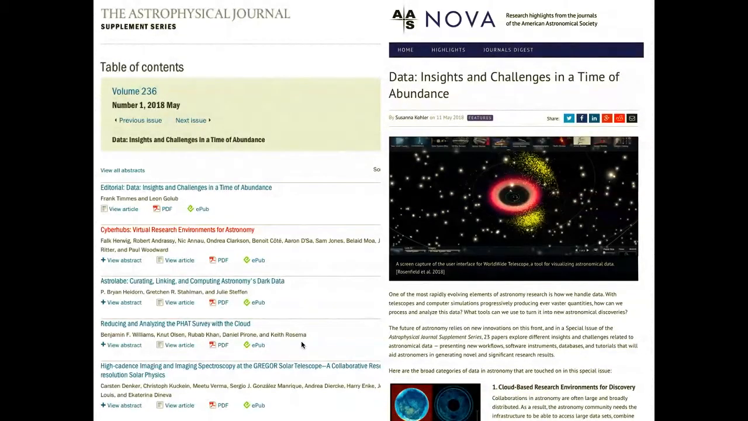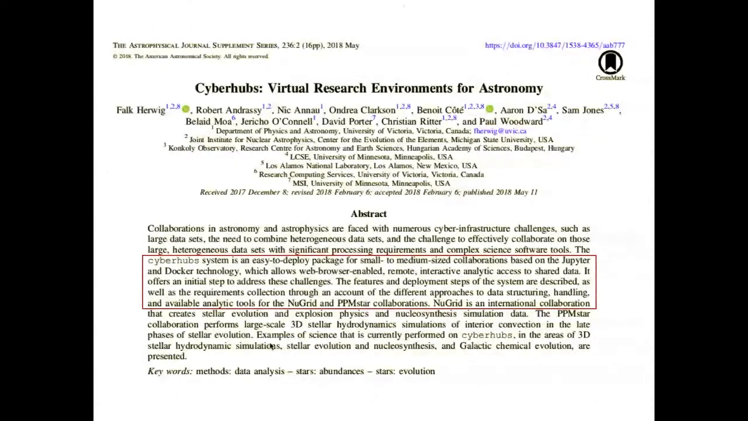And in order to solve this problem, we have developed an infrastructure that we call CyberHubs. It is published in a paper in a special issue of APJ Supplements called Data Insights and Challenges in Climate Abundance. Here's our article. It was covered on the AAS NOVA page on May 11th. So I want to briefly talk about what these CyberHubs are. This is the paper. They are a system of an easy to deploy package intended for small, medium-sized collaborations. The system is based on the Jupyter and Docker technologies, which allows web browser-enabled, remote, and interactive analytic access to shared data.